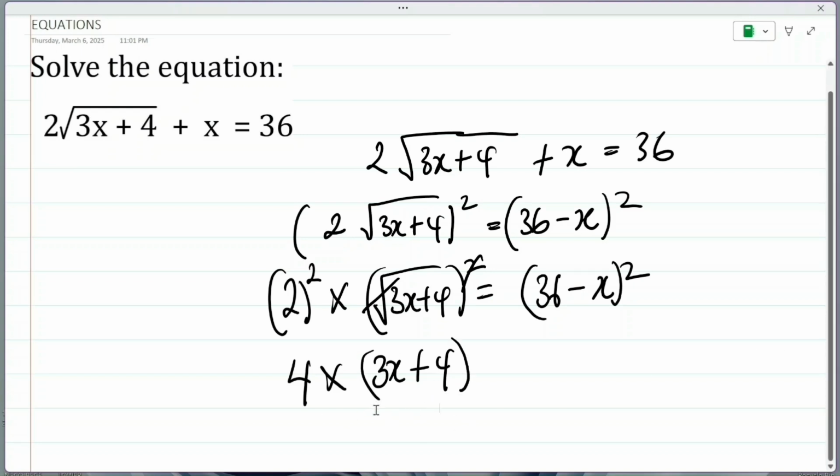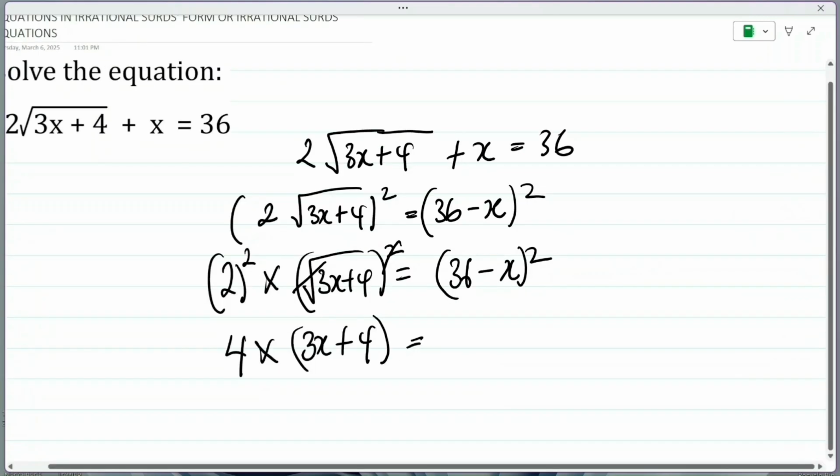And if you don't put it in brackets, all it means is you just do 4 times 3x, you get 12x. Then you put this plus 4 at the back. But if you have a bracket, it means the 4 affects both the 3x and the inner plus 4. So this means something different. Equals, on the other side, we have 36 minus x squared.